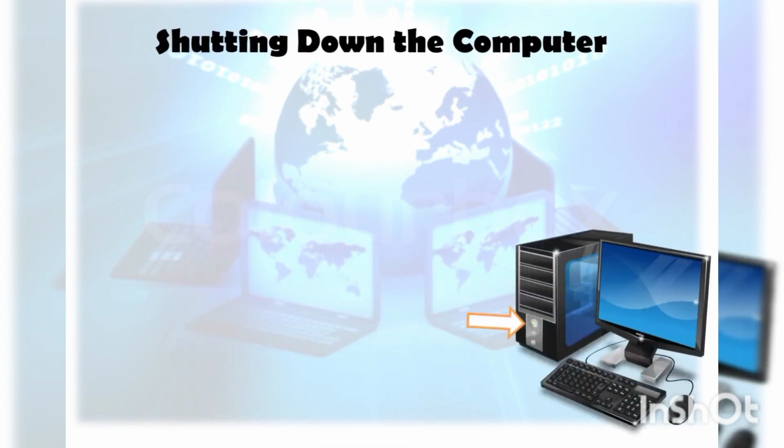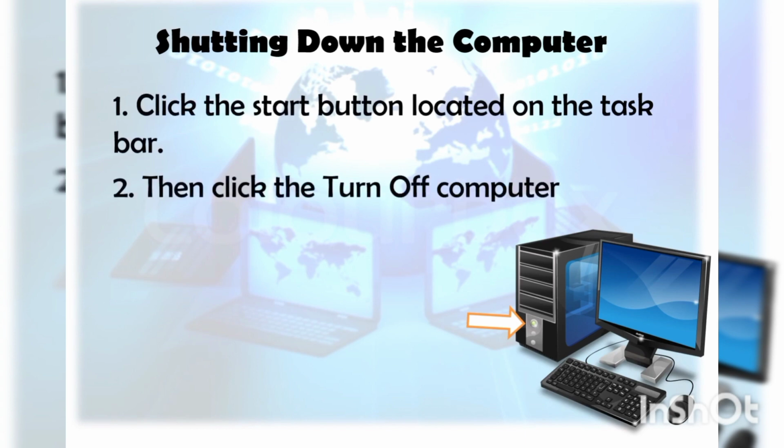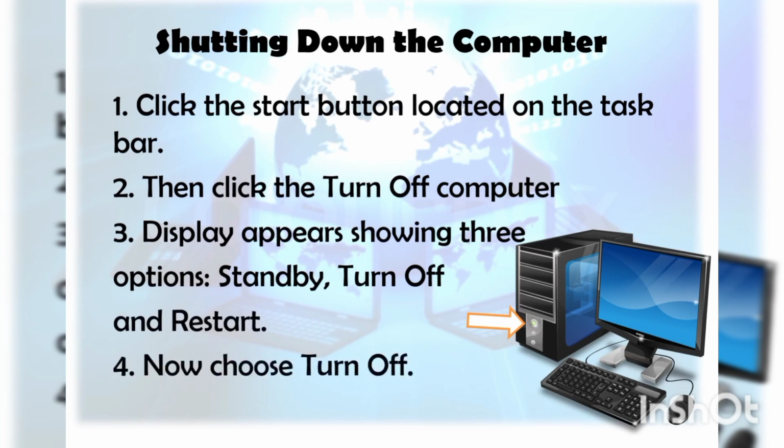Now let's go to the proper ways on how to shut down the computer. First, click the start button located on the taskbar. Second, click turn off computer. Third, a display appears showing three options. We have standby, turn off, and restart. Then the last one is choose, of course, turn off. So those are the ways on how to shut down the computer.